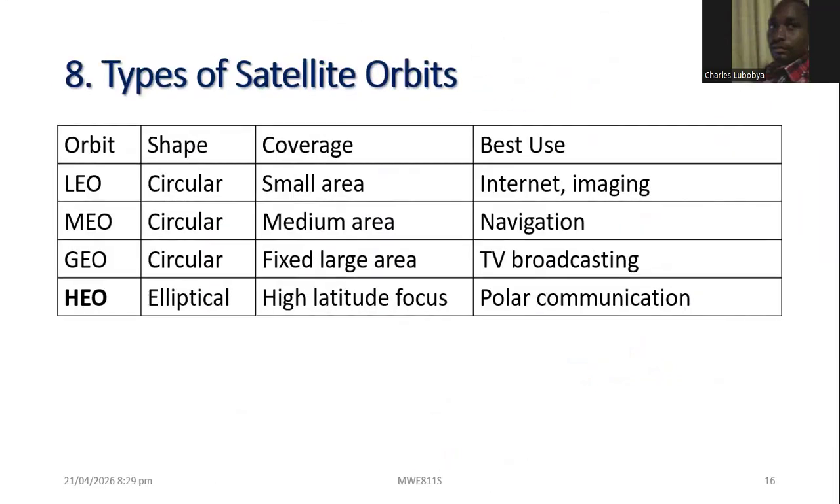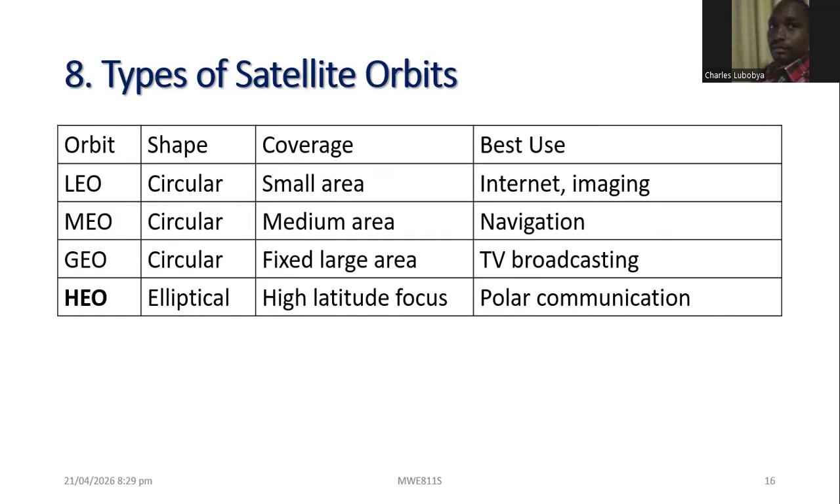So let's look at the comparison between the four types of satellites. We've got the LEO, which is usually circular in shape. The coverage is small. It's mainly used for internet and also imaging. And then you've got the MEO, which is also circular, medium area, mainly used for navigation. The GEO, mainly used for television broadcasting.